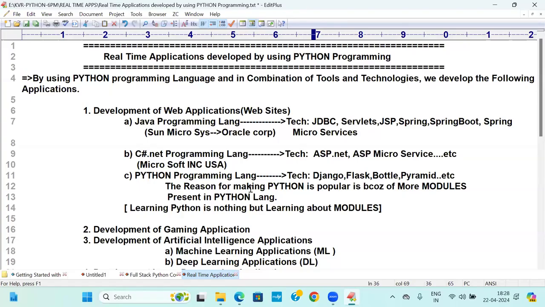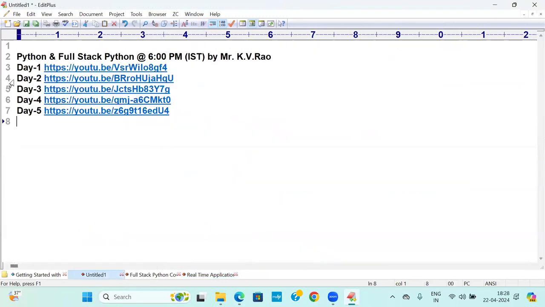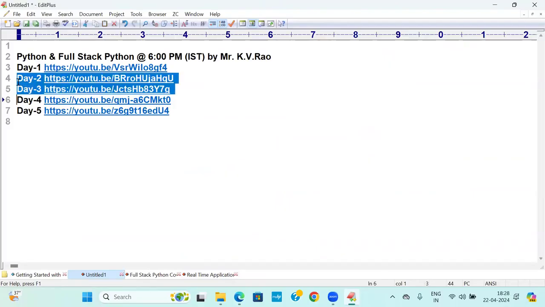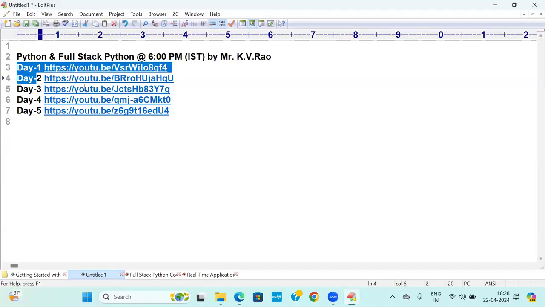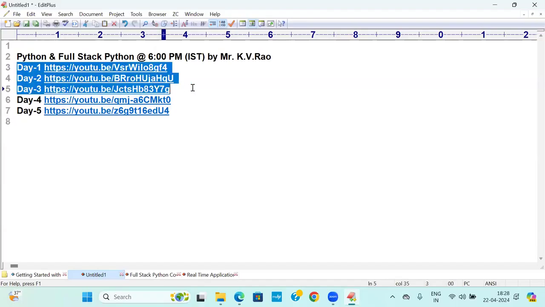In the USA, what is the popularity of Python? In Germany, France, worldwide, what is the ranking? Number 1. Python is number 1, which I already showed in the class. Understand, students? That part is in my class on Day 2 and Day 3, where I explained real-time applications of Python. These three days, even if you don't listen, no problem.